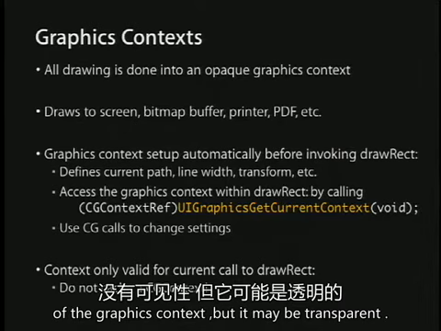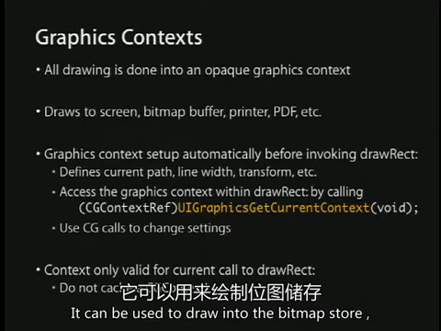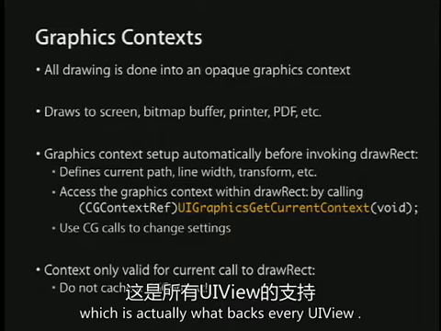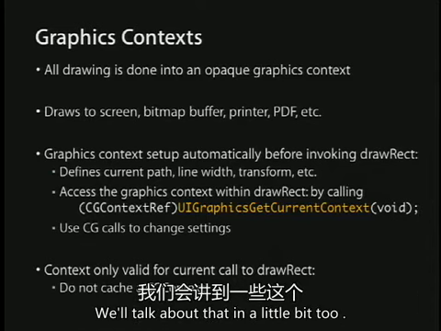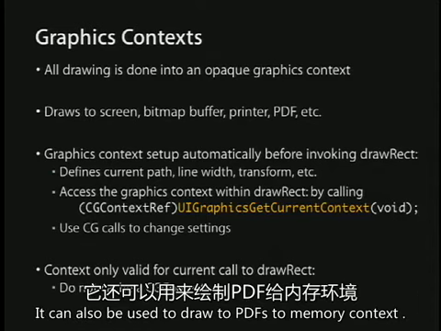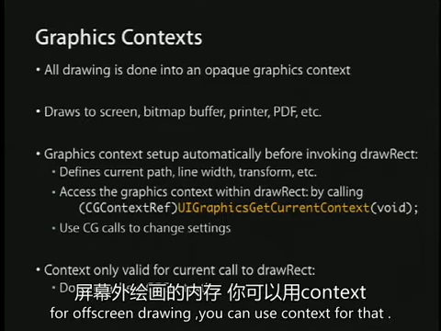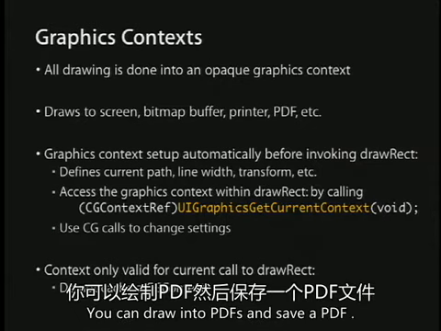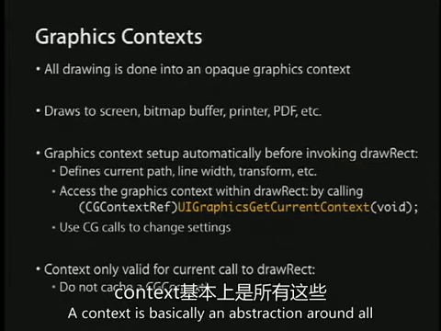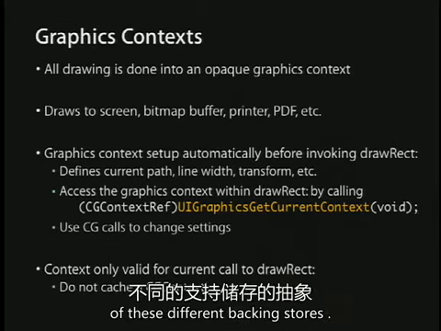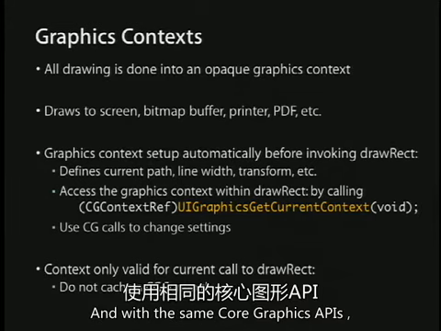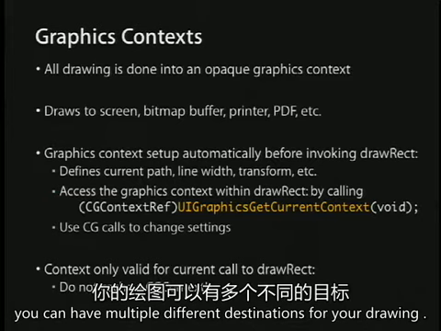It can be used to draw into the bitmap store, which is actually what backs every UI view. We'll talk about that in a little bit too. It can also be used to draw to PDFs, to memory context. So if you want to draw into a piece of memory for off-screen drawing, you can use context for that. You can draw into PDFs and save out a PDF. A context is basically an abstraction around all of these different backing stores. So it's really powerful. And with the same Core Graphics APIs, you can have multiple different destinations for your drawing.